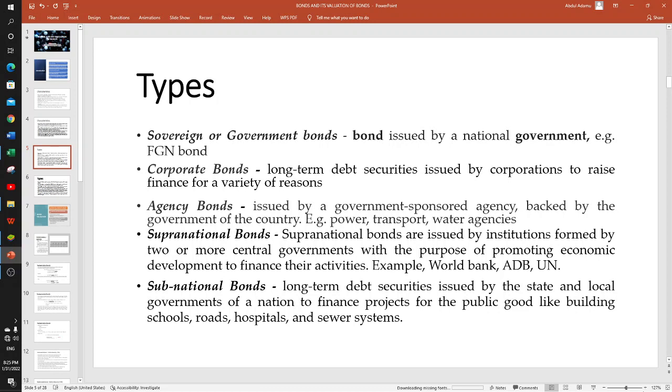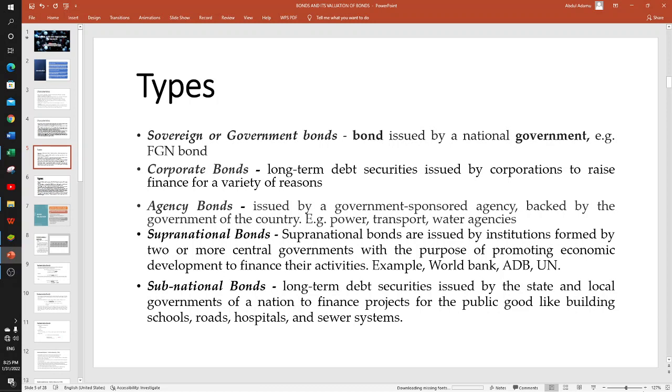We have corporate bonds. Corporate bonds are bonds issued by a corporation to raise finance for a variety of reasons. We could also have agency bonds, that is, bonds issued by government-sponsored agencies like a power, transport or water agency. A power holding company can issue bonds, although it's a private company. If it's a government agency, they can issue bonds, or like railway can issue bonds.